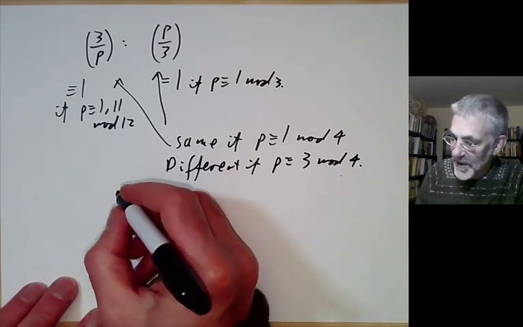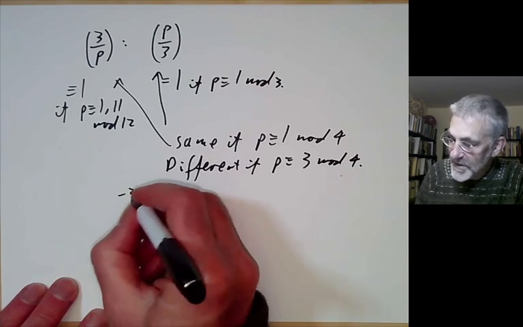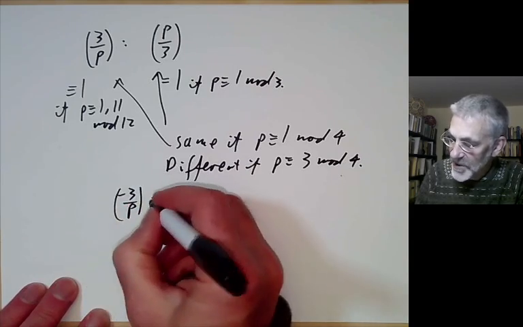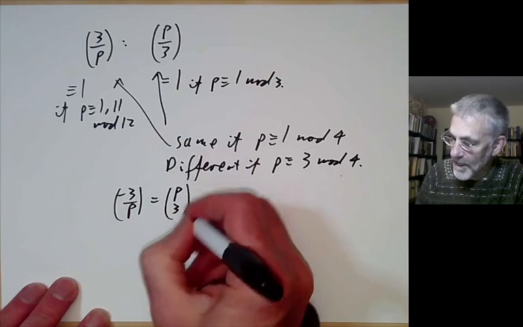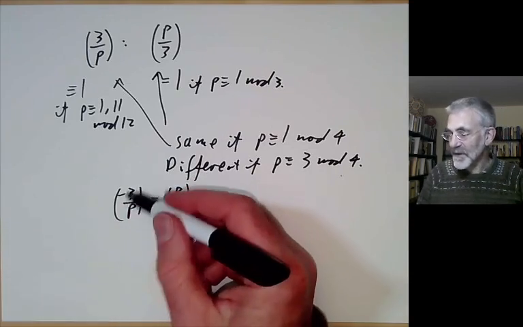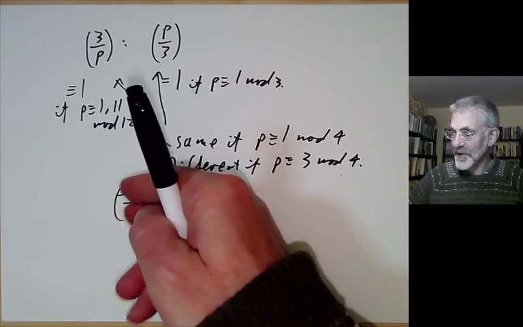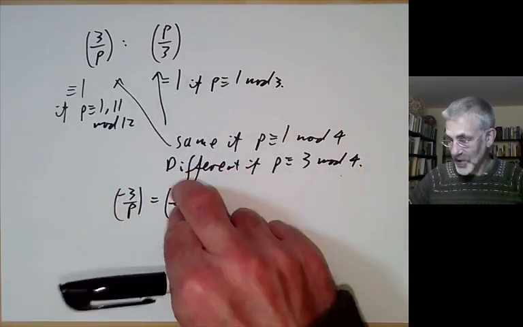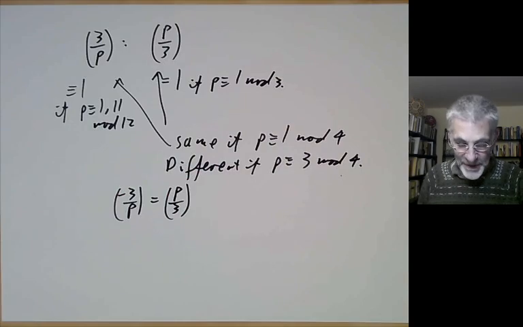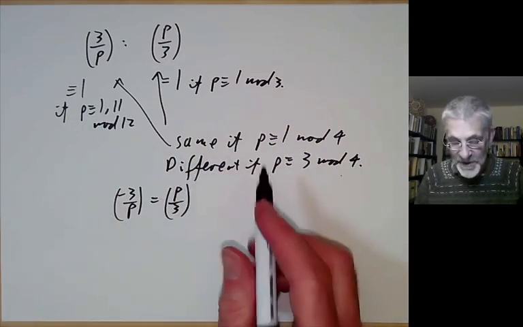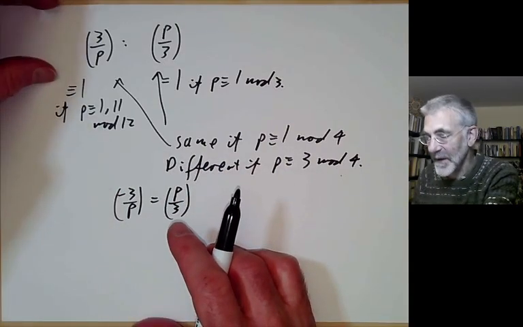We also notice, by the way, that (-3/p) is actually equal to (p/3). So this is sort of hinting that there's some sort of relation between the Legendre symbol and the Legendre symbol turned upside down, except the relation is a bit mysterious. We'll be seeing more about that next lecture.